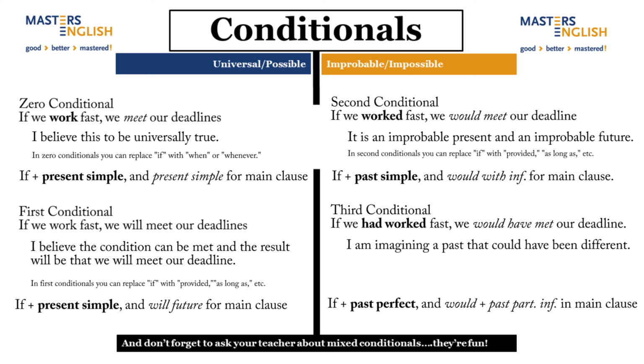So second conditionals are for an unreal present and an unreal future, because I don't believe that these things are going to happen or that these things will happen. And the third conditional, that's used for an impossible past. I can't go back into the past and change it, but I can imagine that if I had done something differently in my life, things would have been different. And that is more or less a brief overview of conditionals.